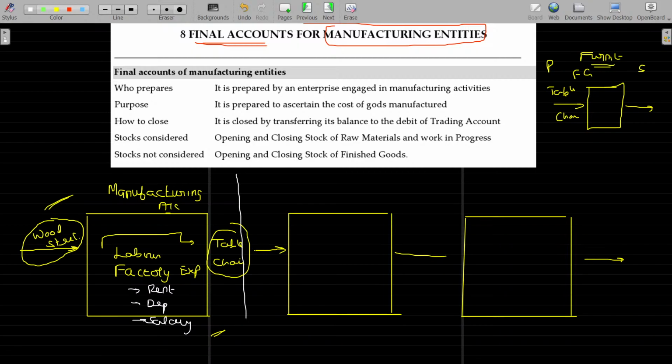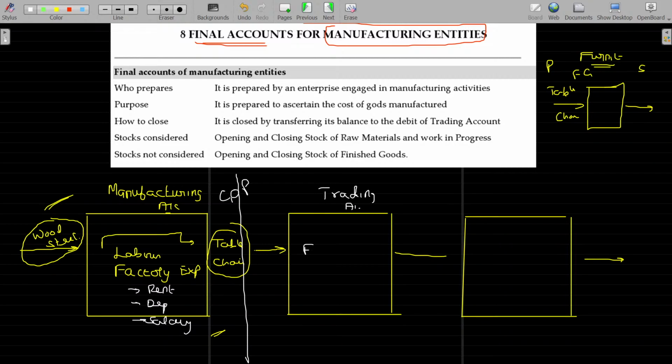Up to this point, we find out the cost of production. So to produce the table, what is the cost we incur? The material cost, the labor cost, the depreciation of the machines used for manufacturing, salary, rent. Will the rent come here? If the rent is meant for the factory, then it will come here. Is that okay? All the expenses related to the factory will be posted in a separate account called the manufacturing account. From there, it will be transferred to the trading account once it is over.